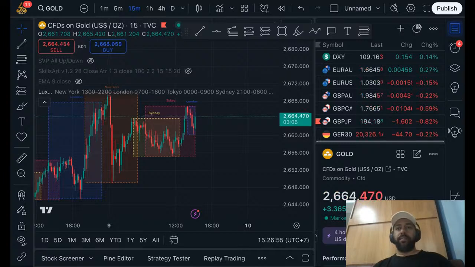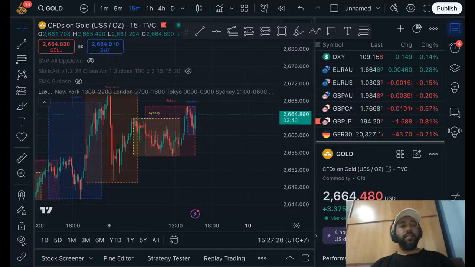Amazing. So far, everything is going well. During London session, we smashed full TP on the sell and on the buy. Very beautiful day, very beautiful trade.